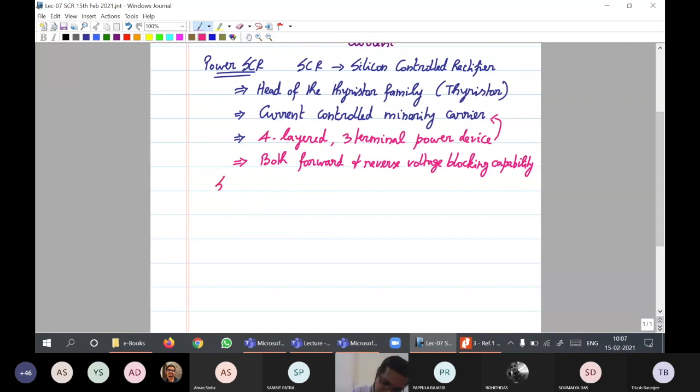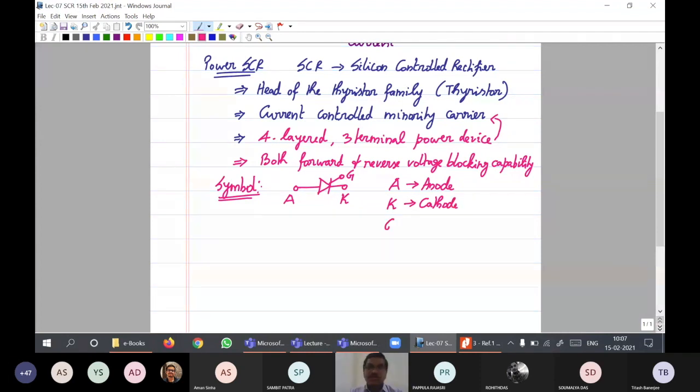Now the symbol for SCR, I am not too sure whether you know, therefore I will draw that. Symbol is this. We represent the SCR like this. The terminals are anode, cathode and gate, where A is the anode. These are well-known things. Still, I am just noting them down so that you don't get any confusion. Because after undergoing one full course on power electronics, if you don't know the terminals of SCR, then it will be pathetic to say the least. I don't want such a scenario.